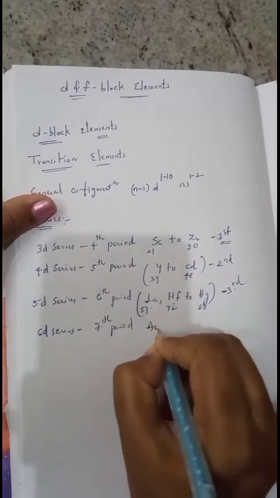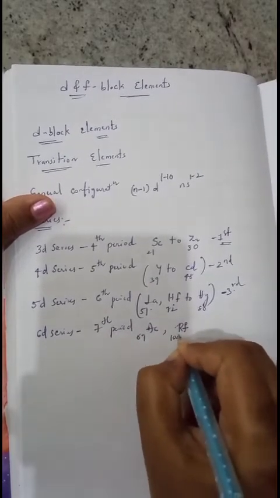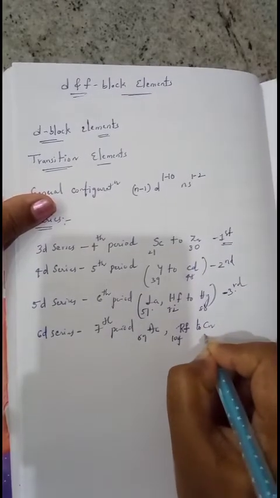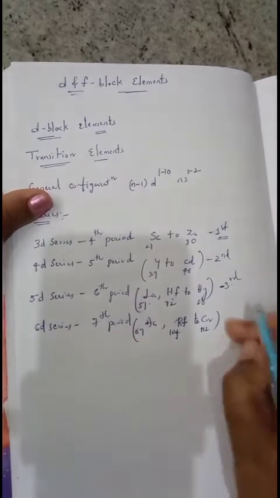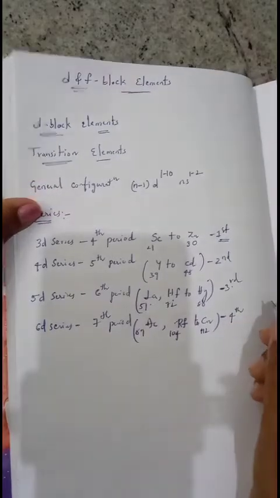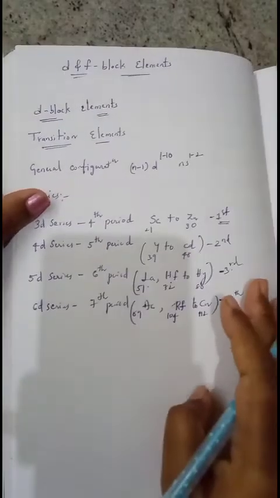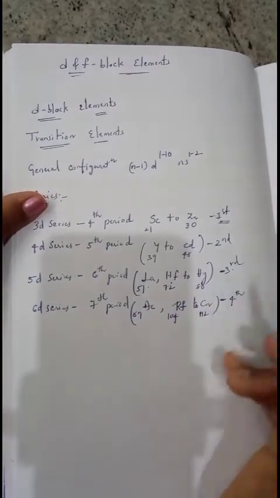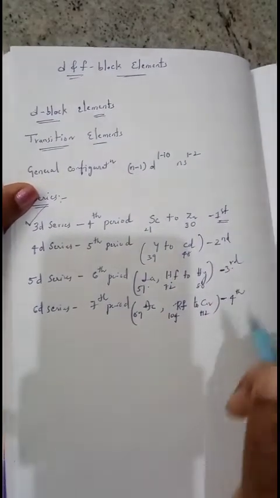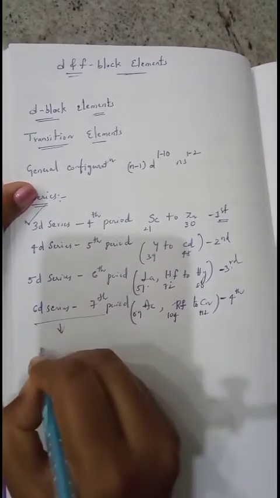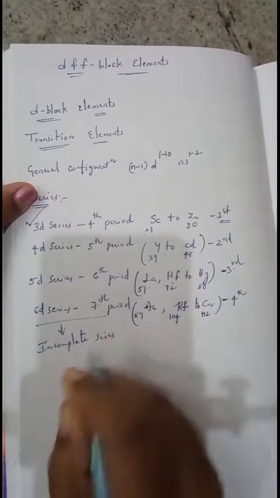The elements are actinium with atomic number 89, rutherfordium atomic number 104 to 112. These elements belong to the 6d series, and it is known as the 4th series or 4th transition series elements. So D block elements contain totally 4 series: first, second, third and fourth. Now we want to discuss in depth 3d series or first series elements, whereas the last series is called the incomplete series.